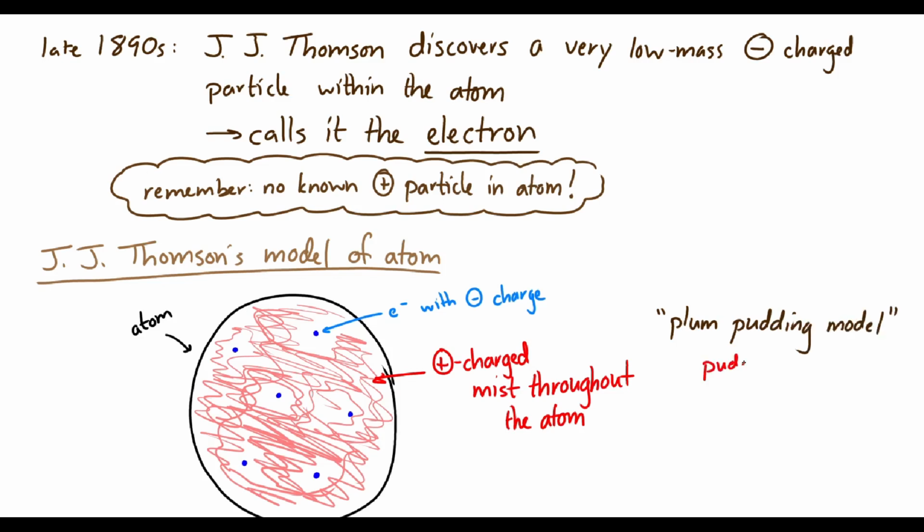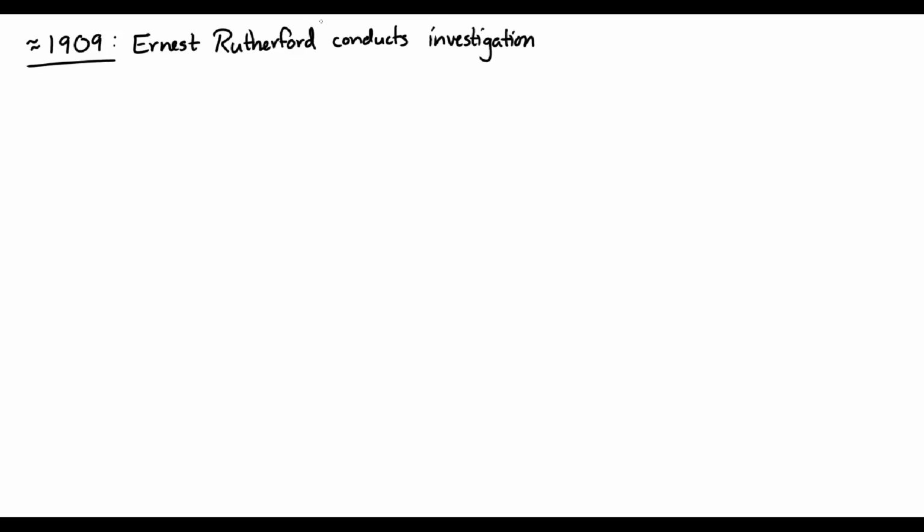Plum pudding because the pudding was like the positively charged goo, and the plums are like the little electrons that are embedded within the pudding. So this was the model that was common in the early 20th century. Then around 1909, a scientist by the name of Ernest Rutherford wanted to conduct an experiment. But he actually didn't want to do it himself because he thought it would be kind of boring. So he got his students, Geiger and Marsden, to do it for him.